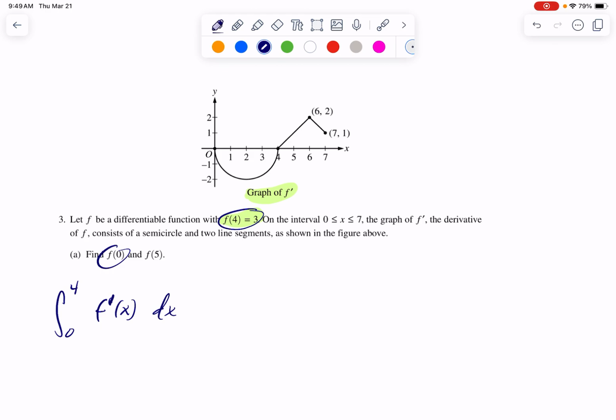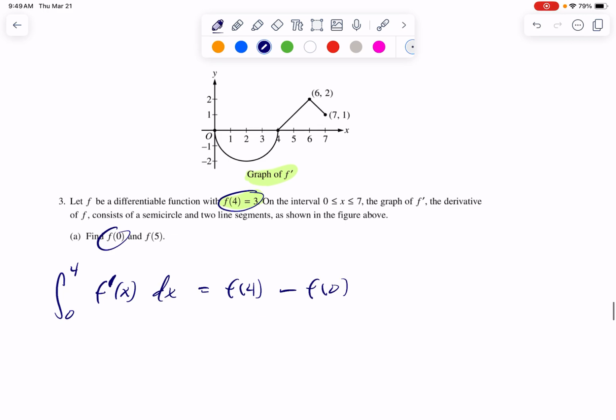On the one hand, the definite integral of f prime from 0 to 4, by the fundamental theorem of calculus, would be f of 4 minus f of 0. But on the other hand, we can actually compute this definite integral as a net signed area. So this would be -1/2 pi r squared, because we'll notice if we're just going from 0 to 4, then this area right here is a semicircle, and it's below the x-axis, so it's negative. The radius there would be 2. So that is the definite integral of f prime from 0 to 4.